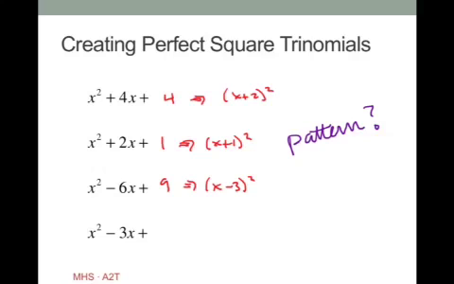So you took this and you divided it by 2, right? Take this, divide it by 2 and then square it. You get 1. Take this, divide it by 2, and then you square it, you got 9. Take this, divide it by 2. 3 halves. Square it, and you get 9 over 4. That's the pattern.